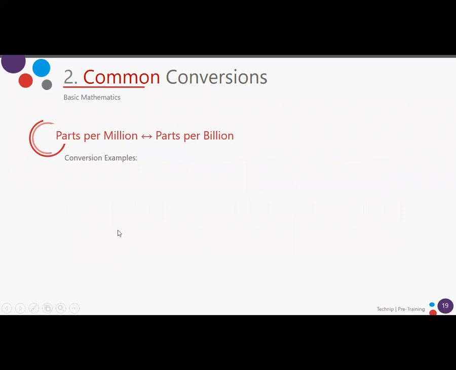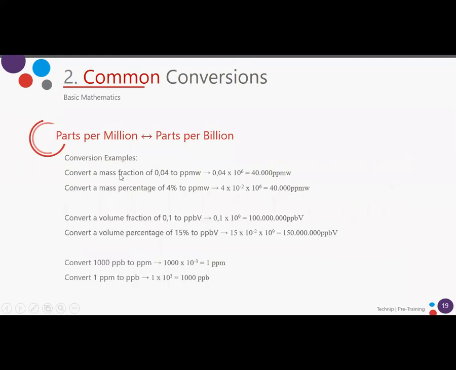Okay. Then let's do some examples. So I have a mass fraction which is 0.04, and I want to know how many parts per million weight I have. What I have to do is simply multiply the mass fraction 0.04 by 10 to the power of 6, which brings me to the solution that 0.04 mass fraction is the same as 4,000 ppm weight.